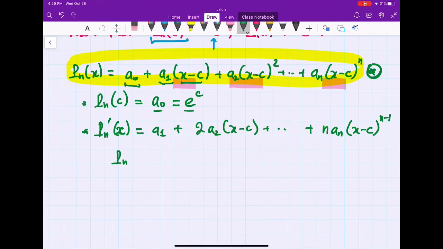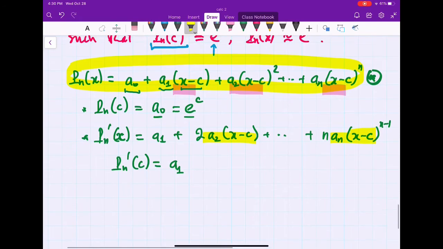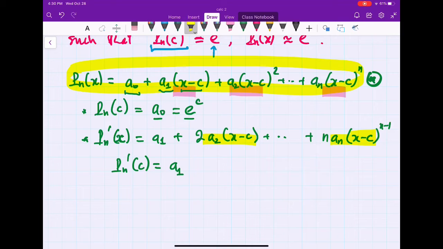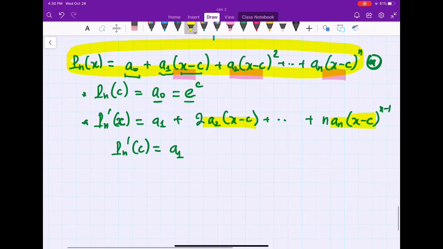And now we plug x equal to c again, right? So we have Pn prime c. You can see that is just a1, because all the other terms are 0, because you have x minus c in the other terms. So you see, it looks very nice. Is that correct? If you do differentiation one more time and you plug c into the second derivative, you get something very similar.